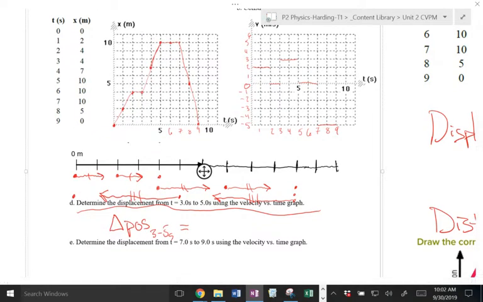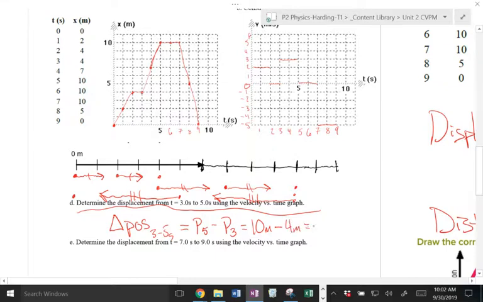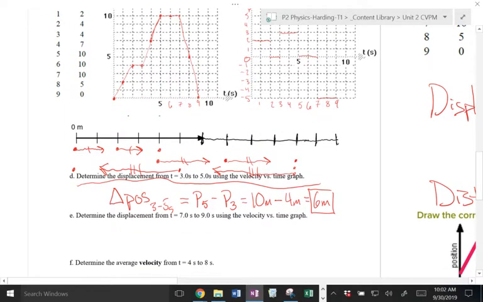So hey, friends, if you want to find the change in position from 3 to 5 seconds, you're going to take the position at 5, so I'll call that P5, minus the position at 3, P3. That is 10 meters minus 4 meters. That's giving me 6 meters there for that change of position.